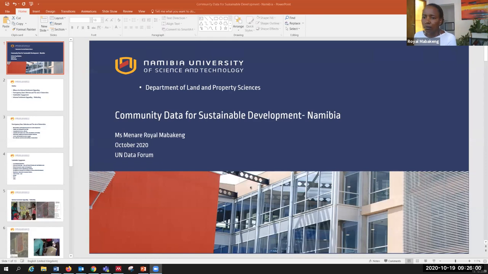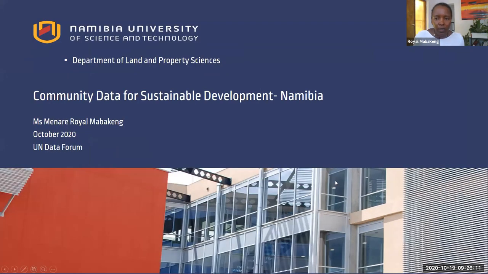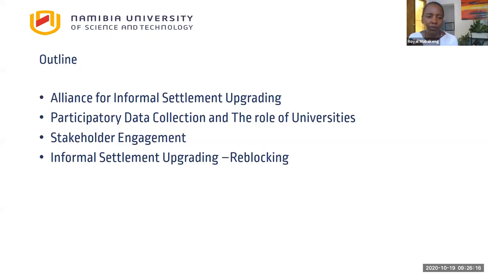My presentation is going to be on community data for sustainable development with a focus on the role of universities. First things first, just to guide myself in the presentation, I would like to give a brief introduction on the Alliance for Informal Settlement Upgrading, and then I'll speak a bit more on participatory data and the role of universities, and also go into stakeholder engagement, and then lastly, the link that we have with the Million Neighbourhoods Map, which focuses on informal settlement upgrading and reblocking.